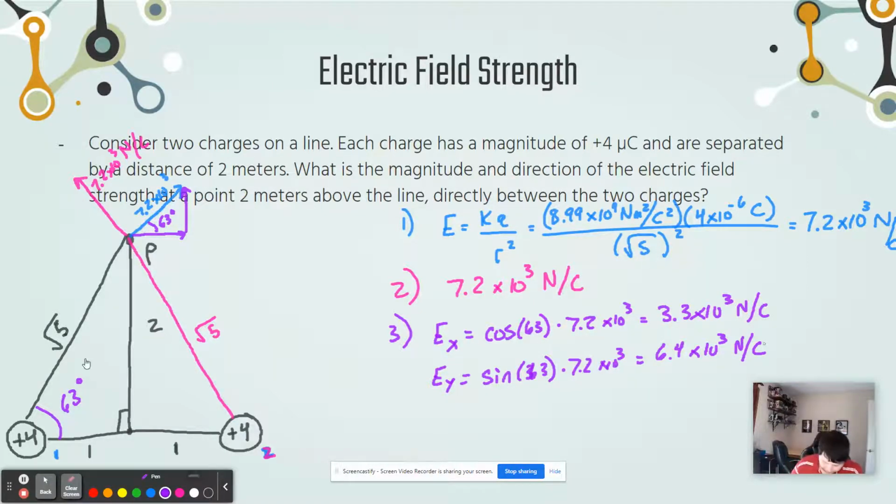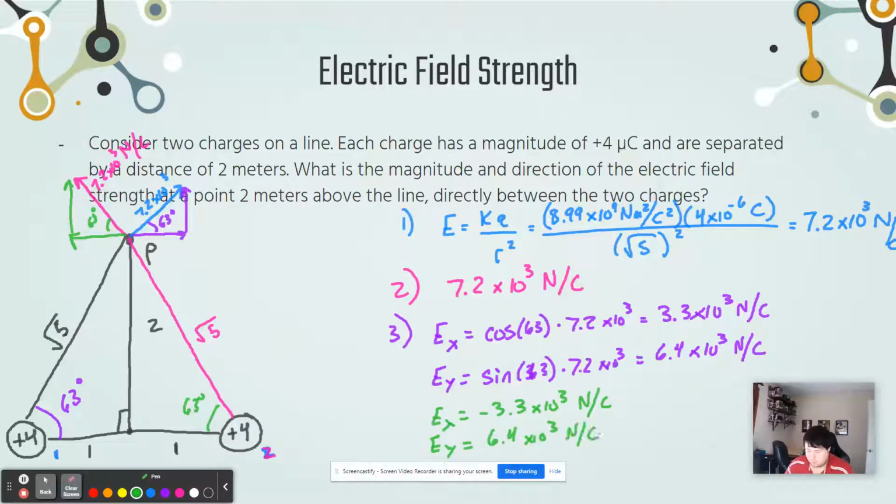Then we have to make another argument. The other argument is, what are the ones for this one going to be? Well, because they're the same value, and if you do this math, that is also 63 degrees. So that's 63 degrees there. If you do the math, you'll find out that the x component of this one is the same value, just in the opposite direction, because it would be pointing that way rather than that way. So I'm going to call it negative 3.3 times 10 to the third newtons per coulomb because it's the opposite direction. And the y component would be the same value because it's going to be still up.